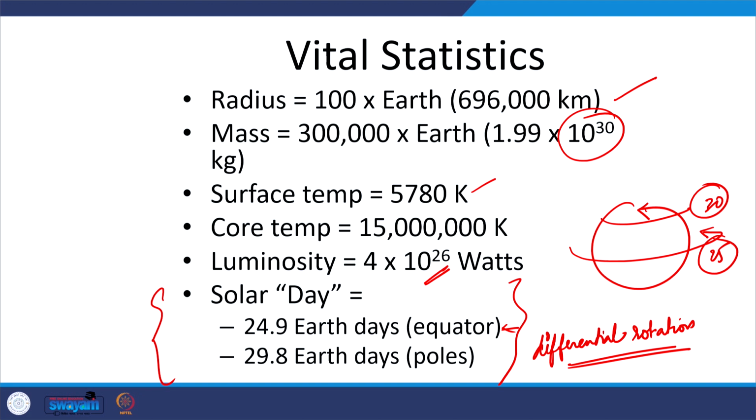So because of this differential rotation, all the solar prominences originate. That is the basic cause for the solar prominences, be it coronal mass ejections, be it solar flares, anything. All these processes originate because of the differential rotation. We will learn more about this differential rotation, right? These are the vital statistics.